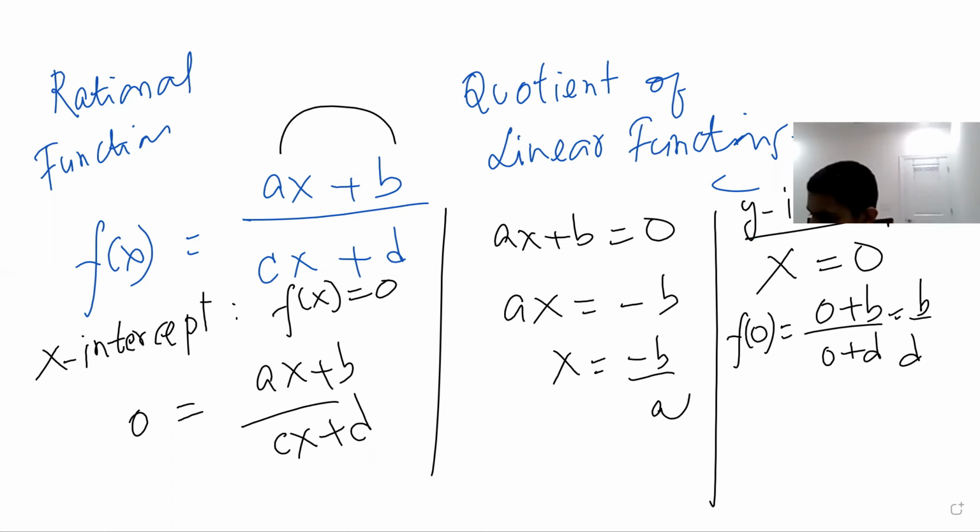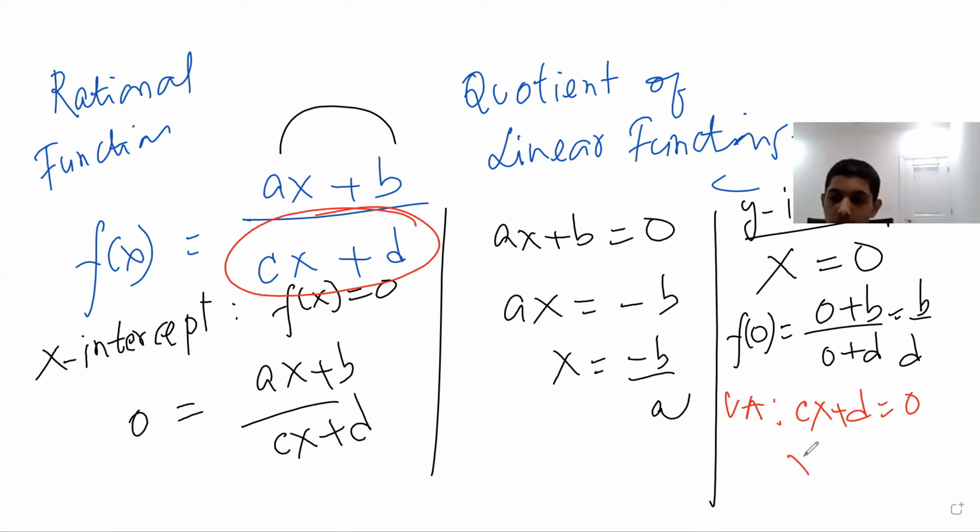And where is the vertical asymptote? Can you tell me what is the value of the vertical asymptote? The denominator should be 0, right? Yeah. So cx plus d equals 0. So x equals minus d over c, correct? Yeah. And do we have a horizontal asymptote? Yes, we have, but we have to look into it, okay?